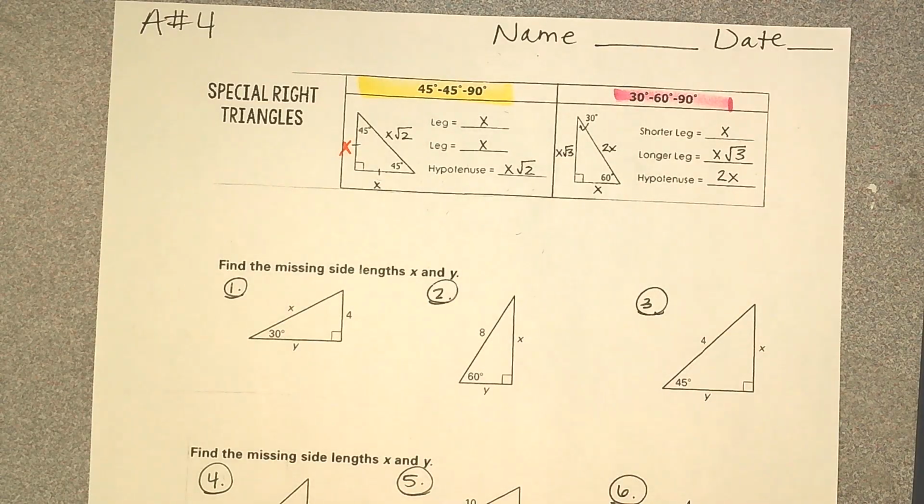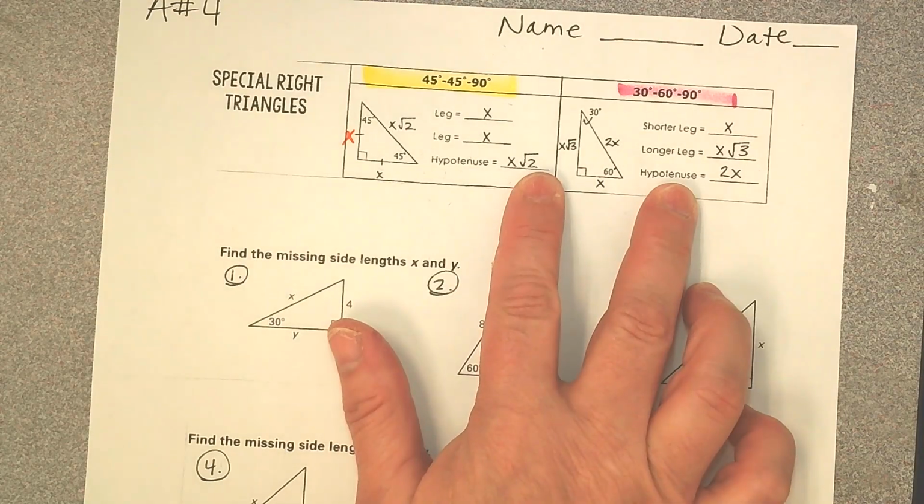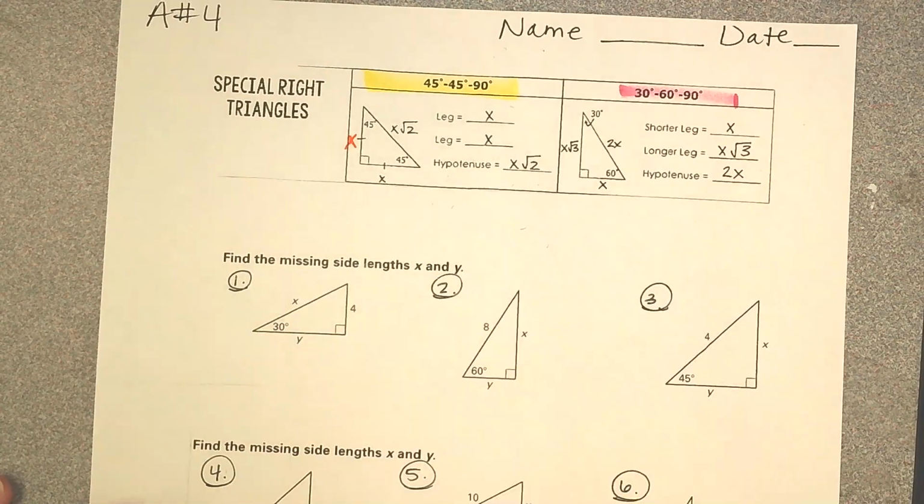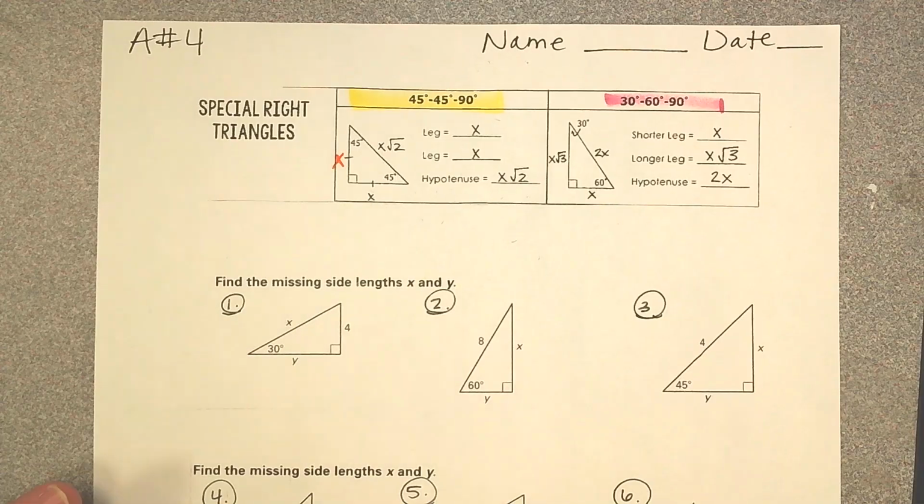So for number 1, we have a 30, 60, 90 triangle. You need to label it like the original, the rule. It doesn't matter what they have labeled. The only part you have to pay attention to is if there's a number there, that's how you're going to solve.